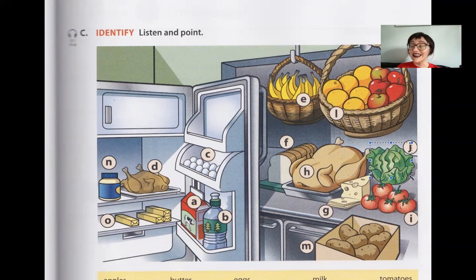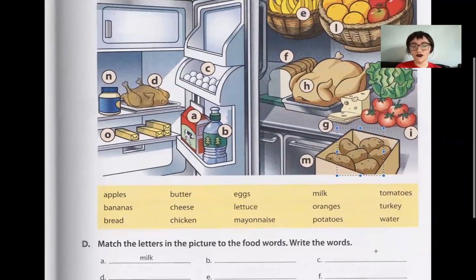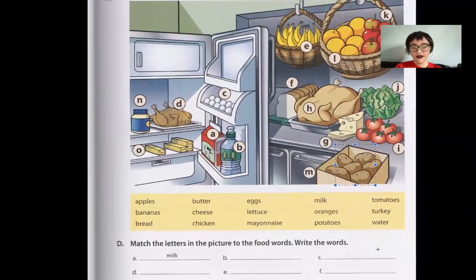Then we have lettuce, right? Leafy green lettuce. We have some yellow cheese, right? Cheese. Then we have some red tomatoes. Sometimes you can say tomatoes. And then you have potatoes, right? Okay, so these are all of the words written, right?